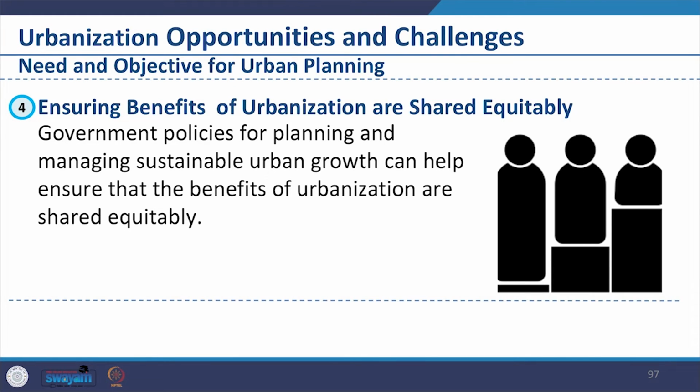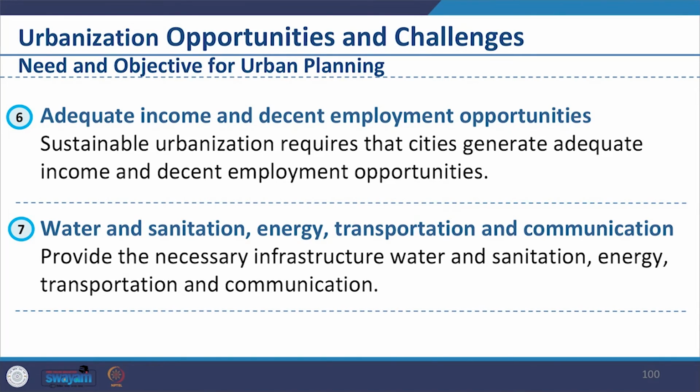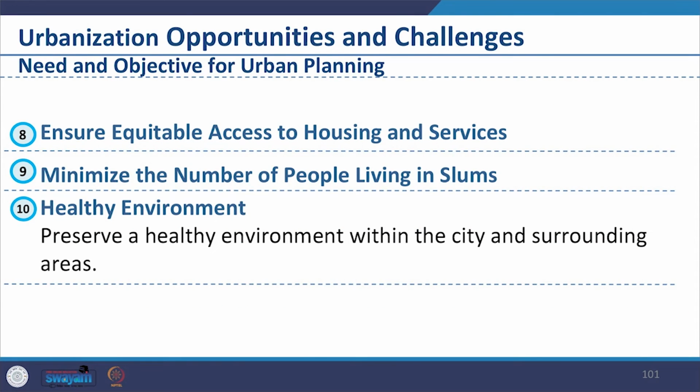Government policies for planning and managing sustainable urban growth can help ensure that the benefits of urbanization are shared equitably. Sustainable Development Goal 11 is a commitment to making cities inclusive, safe, resilient, and sustainable, and participatory planning can play an important role in the implementation. Sustainable urbanization requires that cities generate adequate income and decent employment opportunities, provide necessary infrastructure for water and sanitation, energy, transportation, and communication, ensure equitable access to housing and services, minimize the number of people living in slums, and preserve a healthy environment within the city and surrounding areas.